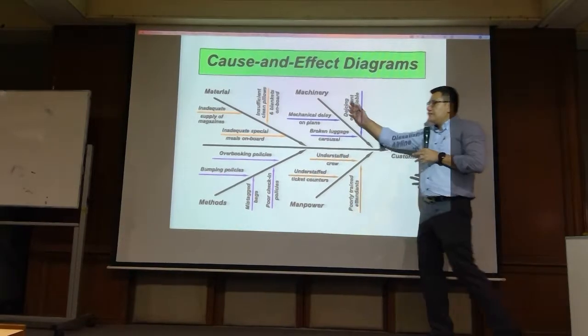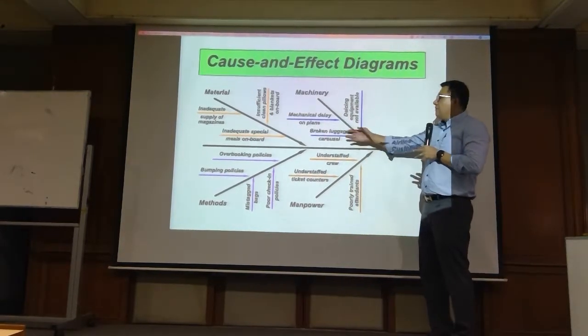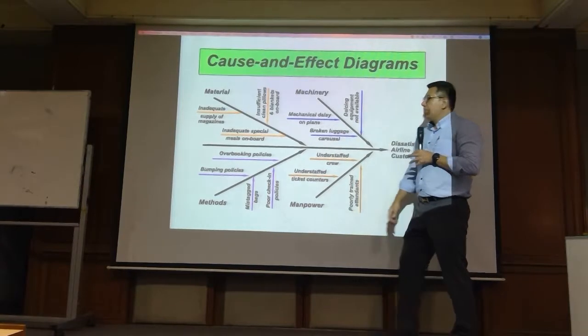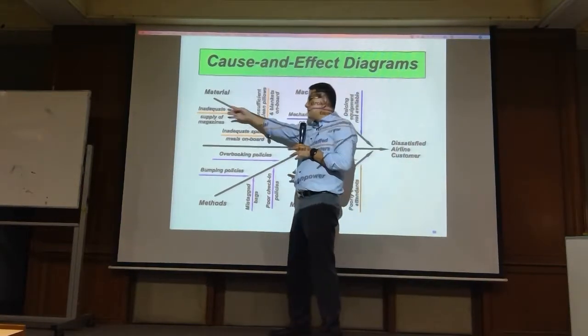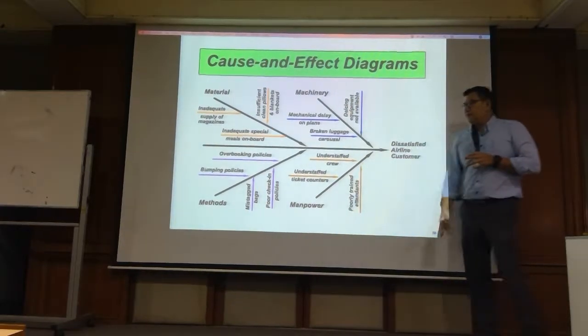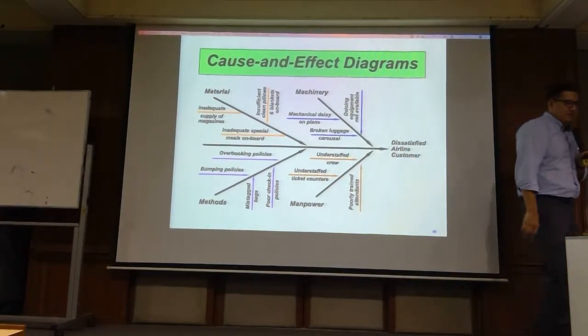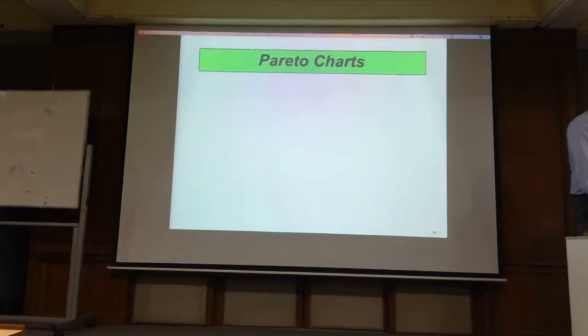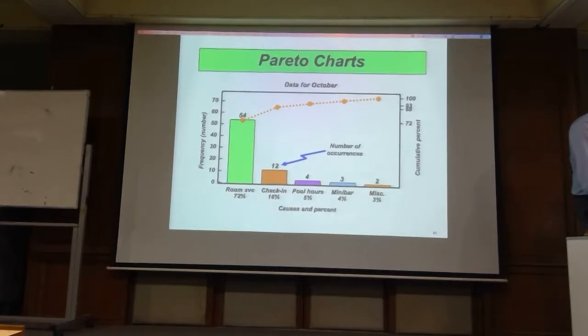Then this is quite a brainstorming, right? Maybe from the broken luggage, maybe from the inadequate magazine, maybe from the overbooking policy, things that you can brainstorm. This is the example of the Pareto chart, right?